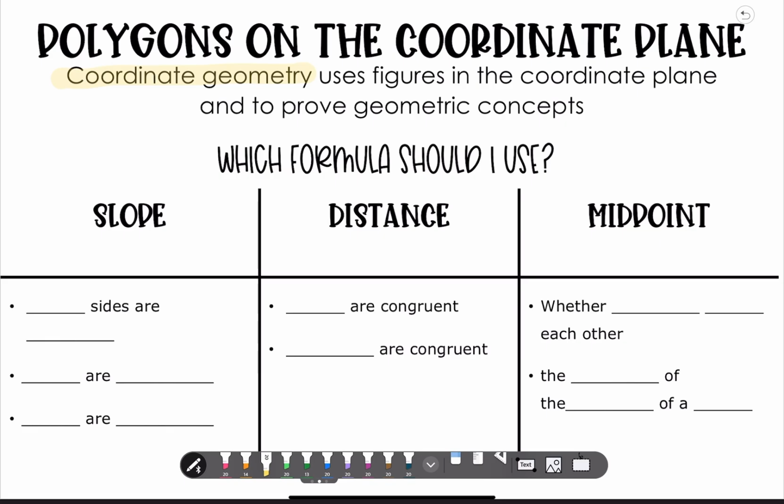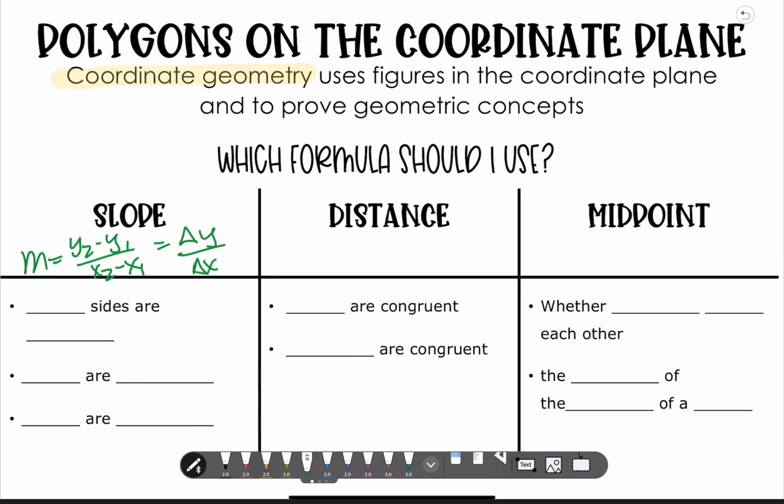And now the way that you use these formulas is going to be very strategic because each of them will do something different for you. So for slope, you want to remember that your slope is y2 minus y1 all over x2 minus x1, which is the change in y over the change in x.